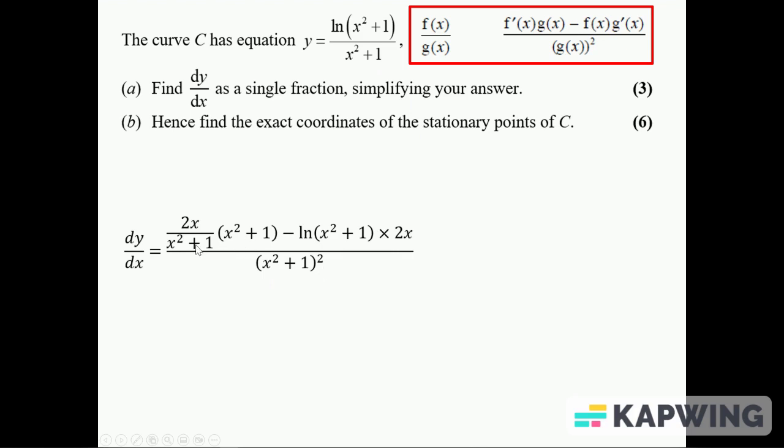I'll do a bit of simplifying. These two factors will go, and I could also take a 2x out as a factor. Then you get the mark for writing this, but I think it's better with the 2x taken out as a factor.